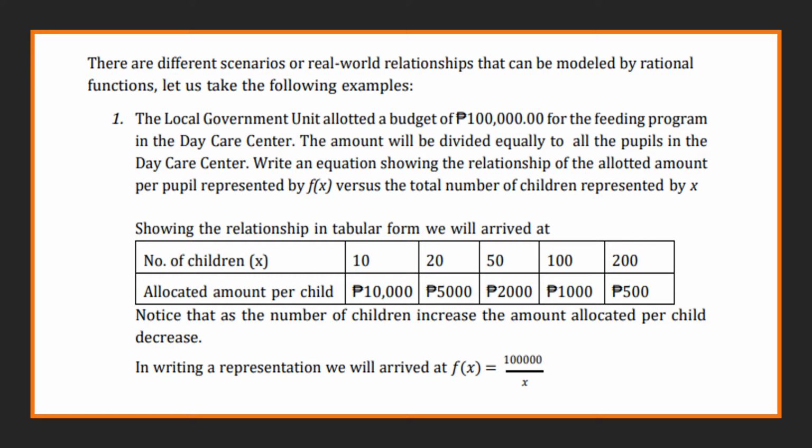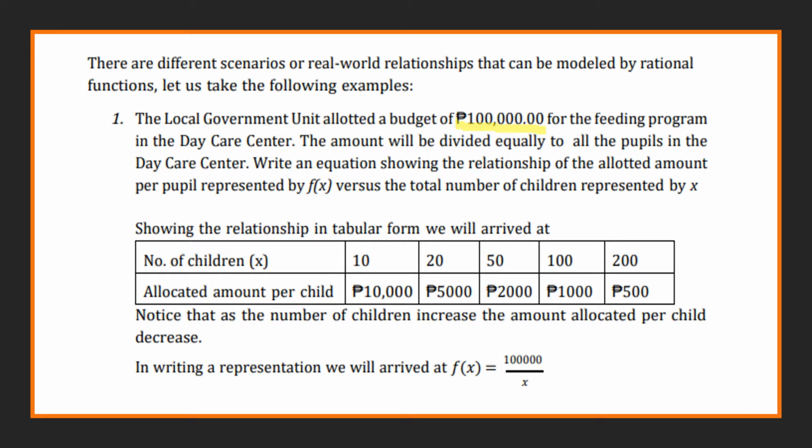So number of children, it can be 10, 20, 50, 100, 200, and so on, 300, 400. It depends on the daycare center. Allotted amount per child is 10,000 if there are 10 children. How did we get the 10,000? So take note that the total budget is 100,000 pesos. So we divide it by 10, you'll arrive at 10,000.